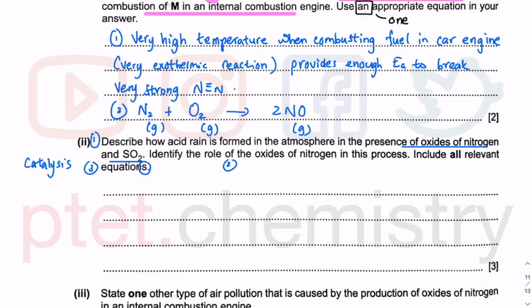So how is acid rain formed? Well, I'm going to write a couple of equations first. The first equation I'm going to write will be for NO2, the oxide of nitrogen. You can get NO2 from NO oxidizing to become NO2. There are two ways you can do this actually.